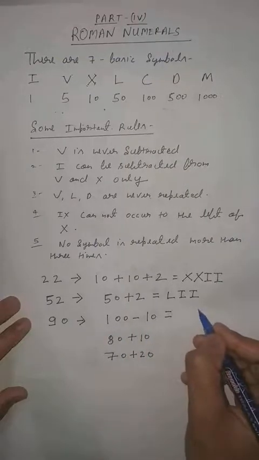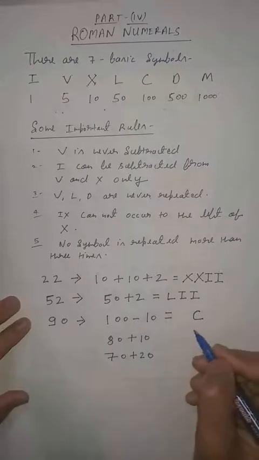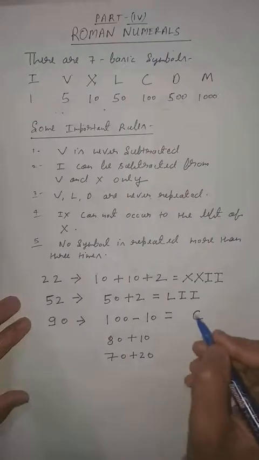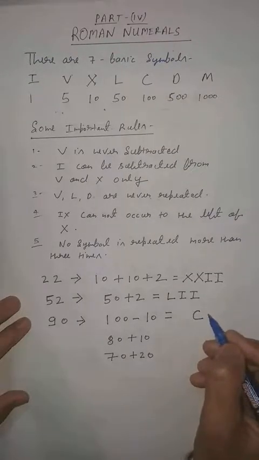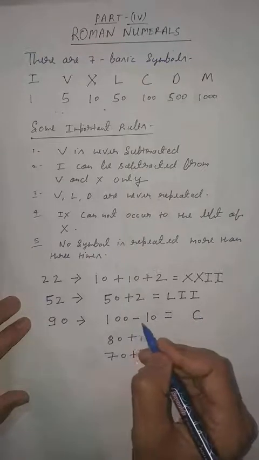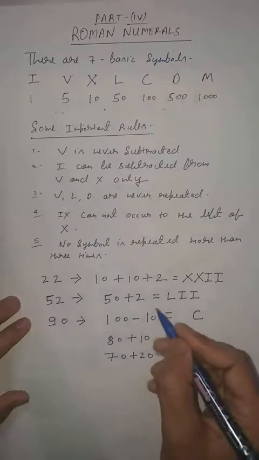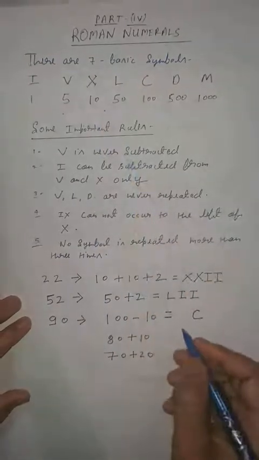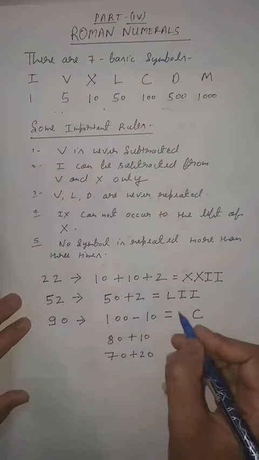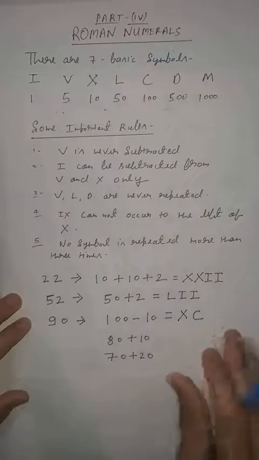C. Tell me one thing, will you write the next one to the right hand side or left hand side? Now here you can see you have to subtract. So for subtraction you have to write to the left hand side. So for 10, what will you put? For 10 there is X, so you will write X here. This is your correct answer.